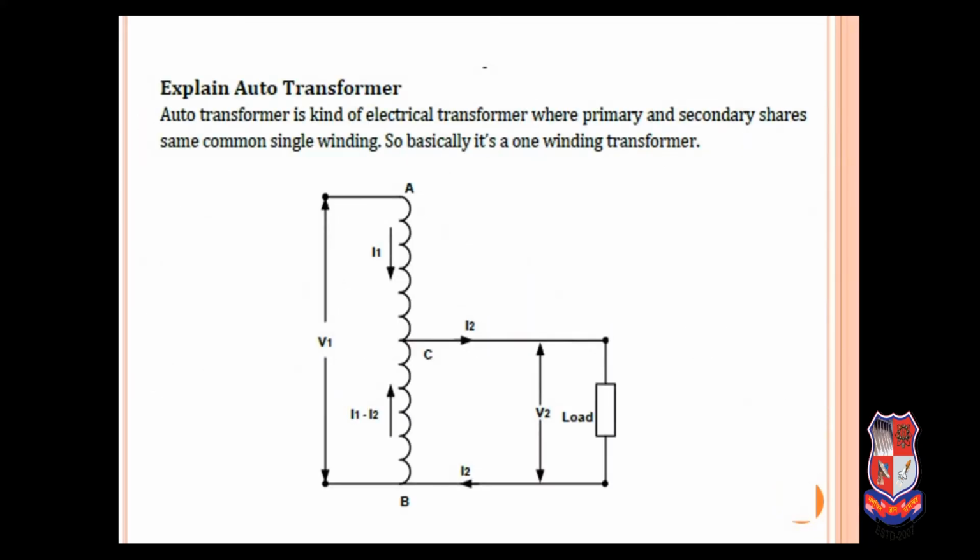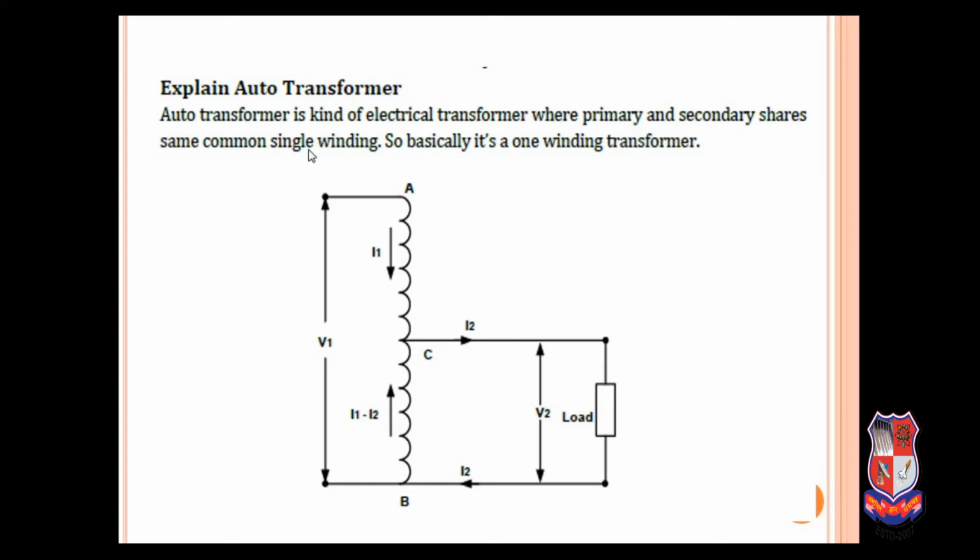Now we are going for the next theory, that is to explain the auto transformer. Auto transformer is similar to the single phase transformer. As we all know, inside the single phase transformer there are 2 windings, primary winding as well as secondary winding, whereas inside the single phase transformer, primary winding and secondary winding are wound on the iron core.